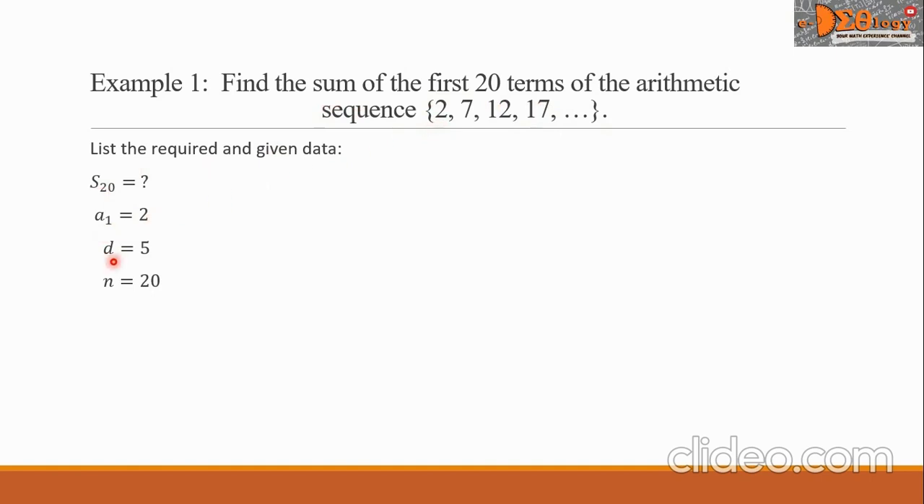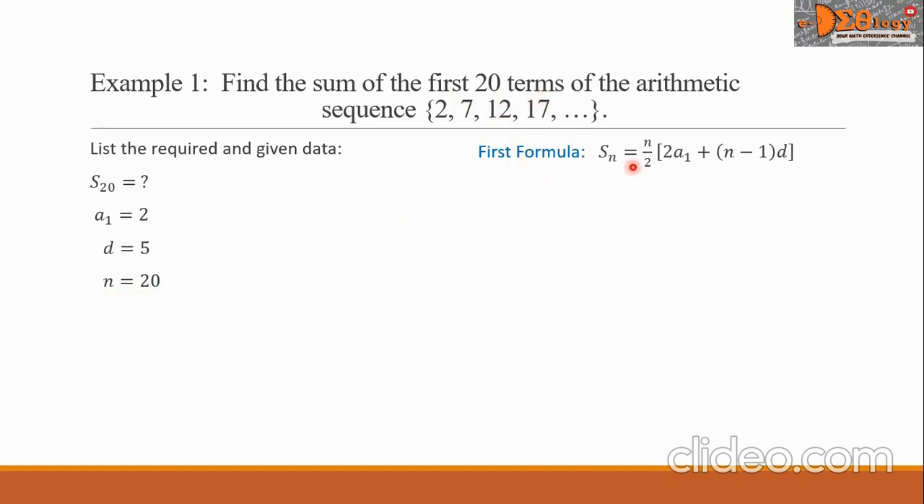The common difference is not directly given in the problem, but we can compute it by simply subtracting 2 consecutive terms, like this: 7 minus 2 is 5, or 12 minus 7, that is also 5, or 17 minus 12 is also 5. And n equals 20 as specified in the problem as first 20 terms. Let us use the first formula.